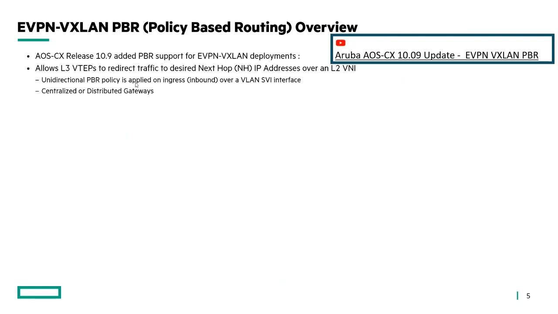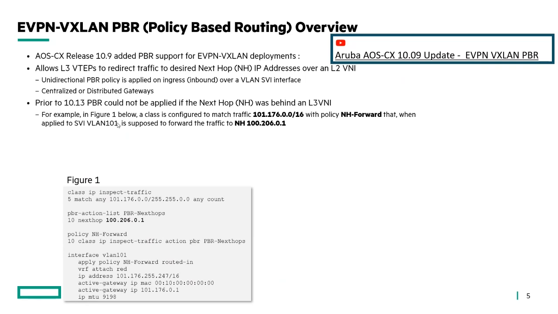So this allows L3 VTEPs to redirect traffic to a desired next hop over an L2 VNI. So unidirectional PBR policy is applied on the ingress inbound over a VLAN SVI interface. So this can be centralized or distributed gateways.